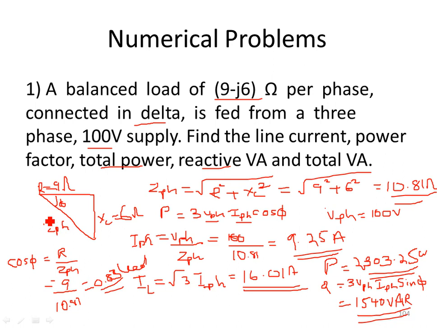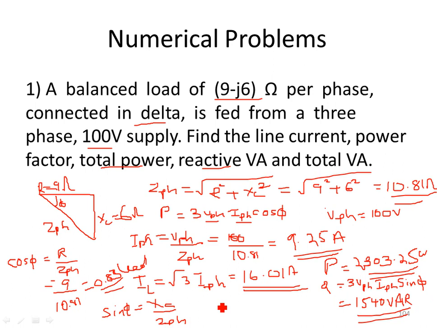That means from the impedance triangle you will get sin phi. Sin phi is 6 by Z phase, that is XC divided by Z phase. From that we get the reactive power. Reactive power is 3 times V phase, I phase, sin phi. That is 1540 VAR.